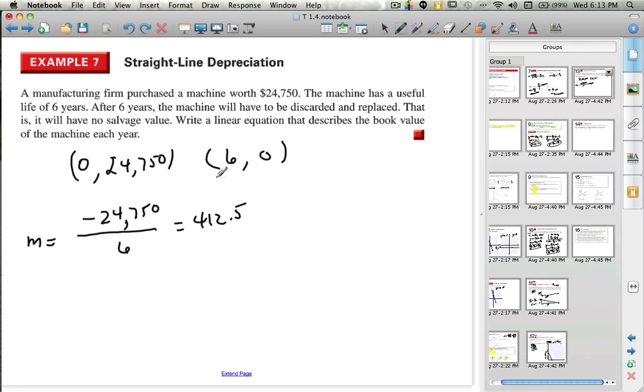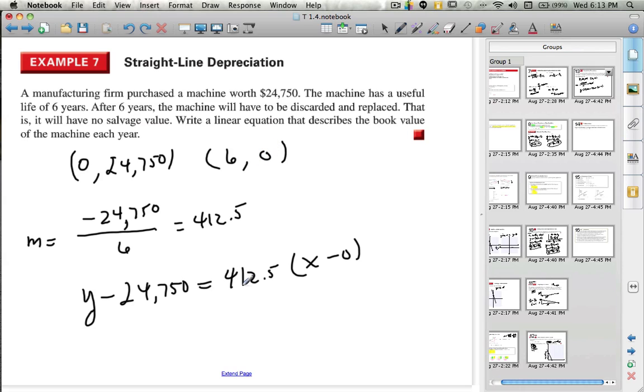And then if I put everything into the point-slope form, I know that y minus 24,750 is equal to my slope, 412.5, times x minus 0. So you might ask, why did I choose this point? Could I have used this point? Sure I could. Absolutely. It wouldn't have made any difference if I had used this point.